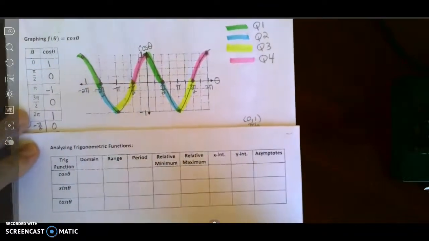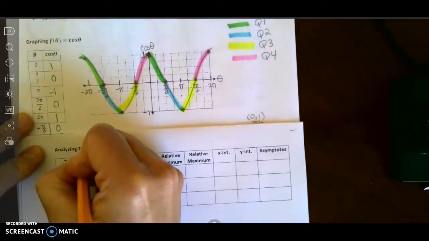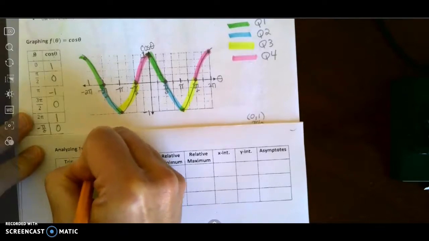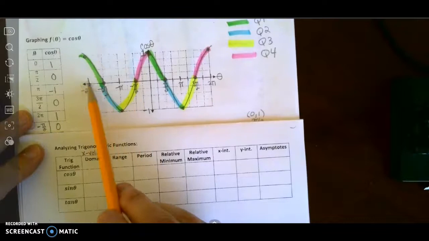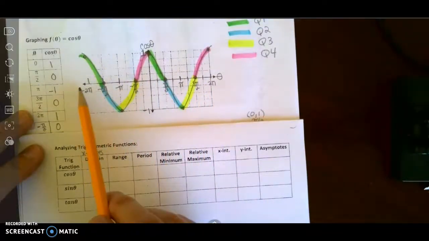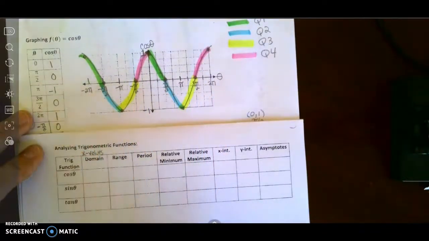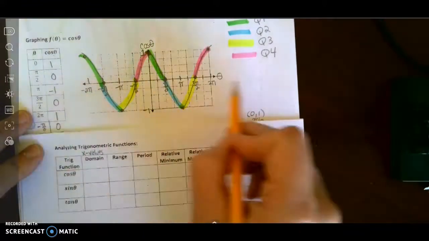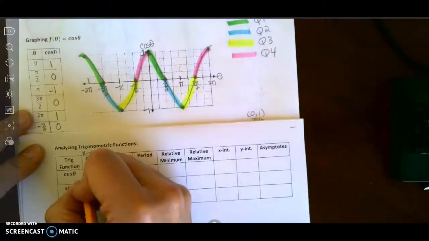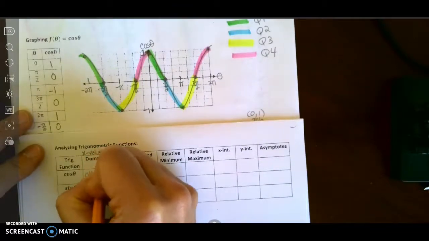So let's think first. Domain, remember, domain are my x values. And when I look at my cosine graph, it looks like it's going to just keep going forever and ever in both directions, as far as left to right is concerned. And so the domain is all reals.